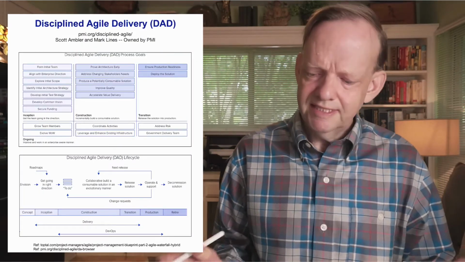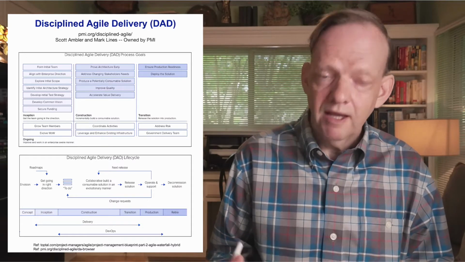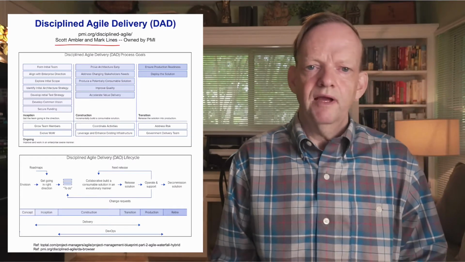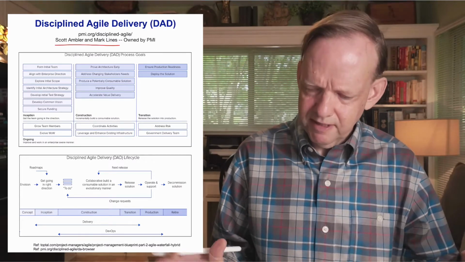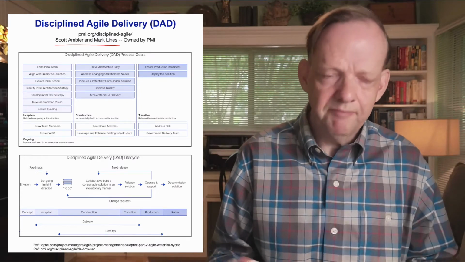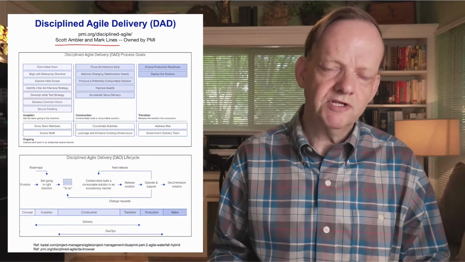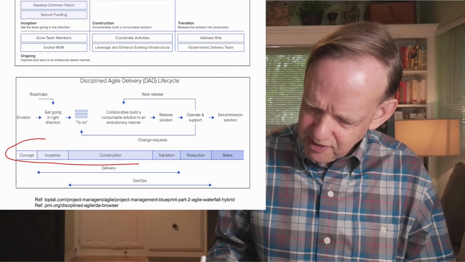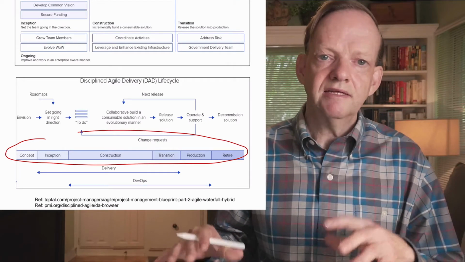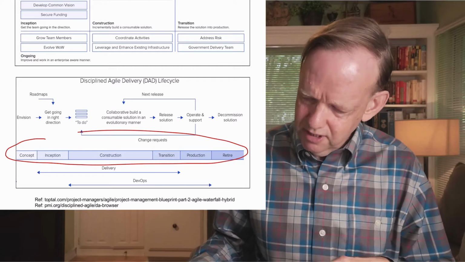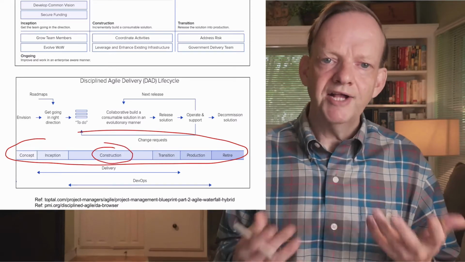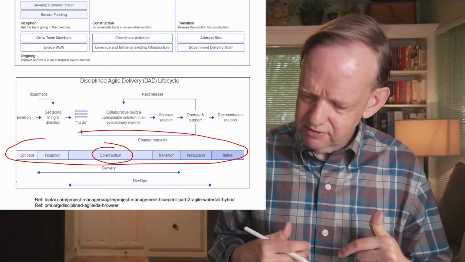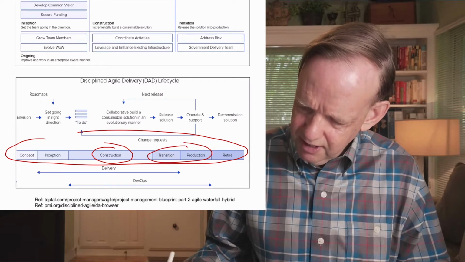The next one is DAD, Disciplined Agile Delivery. This started out a while back by Scott Ambler and Mark Lyons. I think they were basically IBM employees back then, and it has come to life and is now owned by PMI, the Project Management Institute. So this is really a hybrid life cycle. We have a beginning to end IT life cycle from concept, inception, to construction. This is where the Agile Scrum stuff is, building features and getting them tested and delivered, and then transition, production, and retirement.